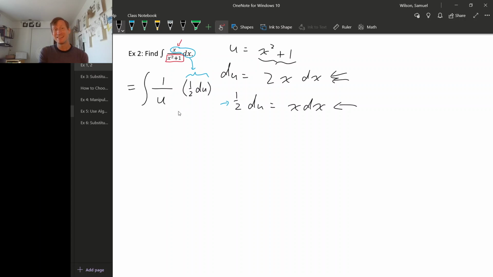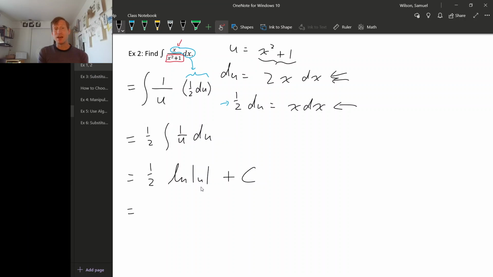Now the question is, is the resulting integral any easier to do than the one that we started with? And it is. It's much simpler. So we could start by moving this 1/2 outside of the integral because it's a constant multiple. So now we need to find an antiderivative of 1 over u, but that's natural log. So natural log of u, plus a constant. Don't forget the constant.